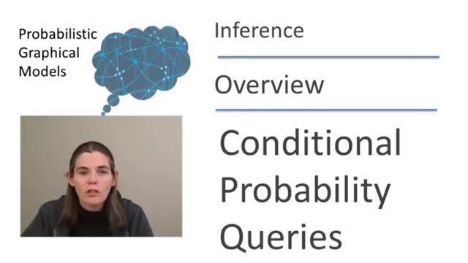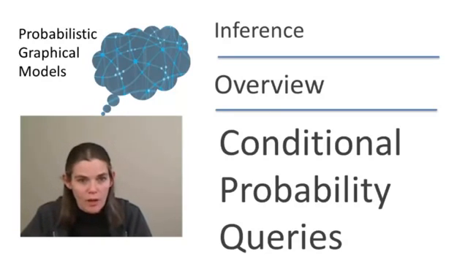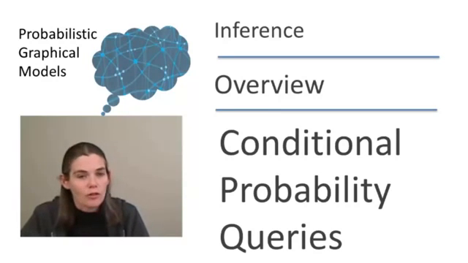So far we've talked a lot about the representation of probabilistic graphical models. We defined different classes of probabilistic graphical models, Bayes nets, Markov nets, and talked about their independence assumptions. Now let's operationalize probabilistic graphical models and figure out how to use this declarative representation to answer actual queries.